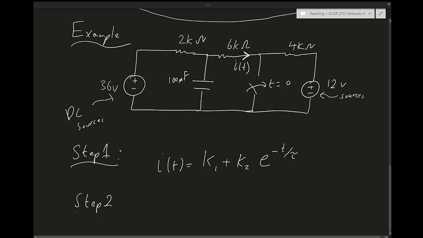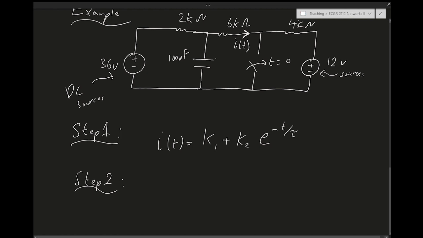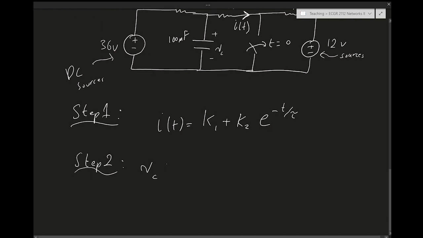Step 2. What's the energy storage element? The capacitor, right? So we have VC. We want to find VC(0-), meaning the voltage of the capacitor just before the transient. We want to find that because we know that the voltage of the capacitor is continuous, cannot vary instantly. So the voltage of the capacitor just before the transient is going to be exactly the same as the voltage of the capacitor just after the transient. Right?